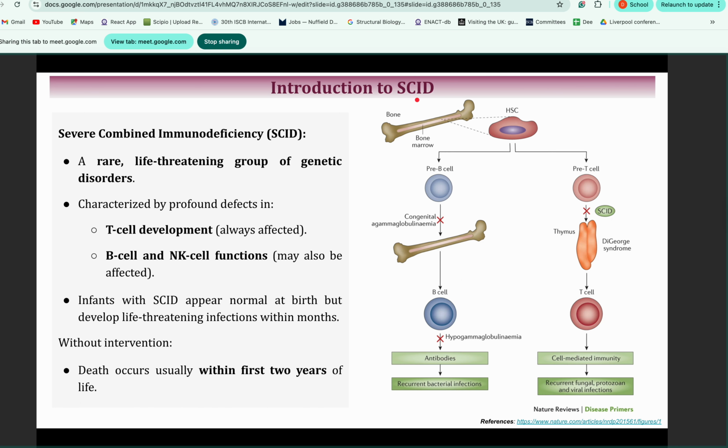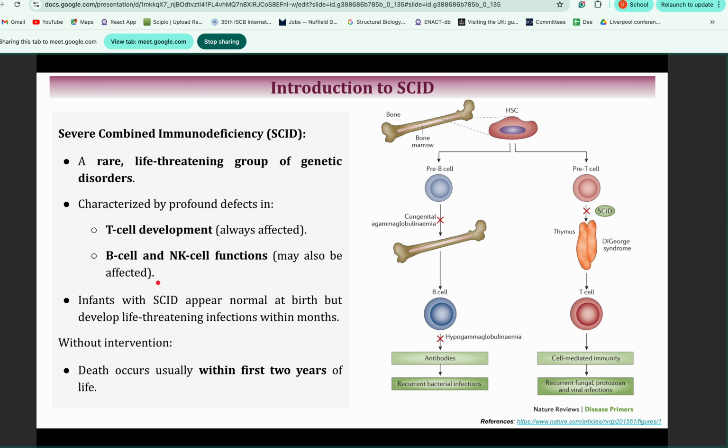Now we'll talk about SCID. It is severe combined immunodeficiency, and as the name suggests, it is a deficiency. It's not like a disease, but a deficiency. This is a rare and life-threatening group of genetic disorders, characterized by profound defects in T cell development. Whenever somebody is affected with SCID, he will always have issues with T cell development. They are always affected, whereas B cell and natural killer cell functions may also be affected.